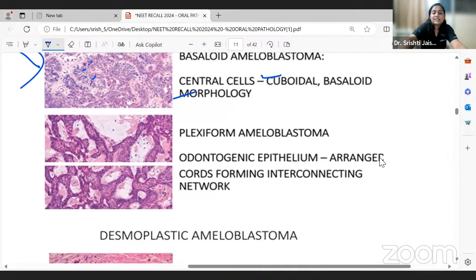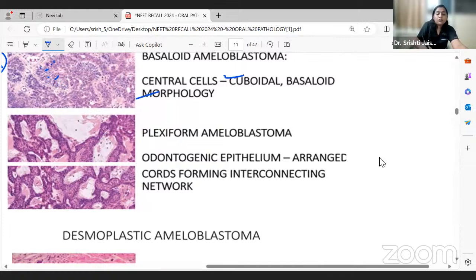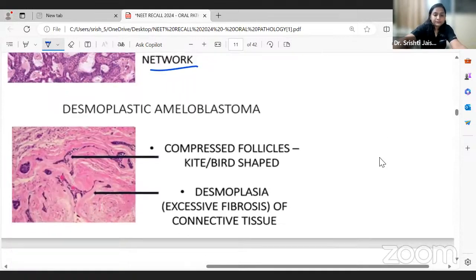Now this is plexiform ameloblastoma. Odontogenic epithelium arranged in cords forming an interconnecting network. So the answer was very direct. It was plexiform ameloblastoma. Now see, desmoplastic. There is extensive fibrosis occurring in the connective tissue. Because of extensive fibrosis, the epithelium is very compressed, and that is why it is called kite or bird shaped. See, this is the kite or bird shaped epithelium which is present.